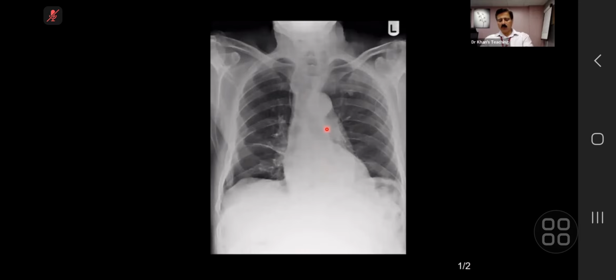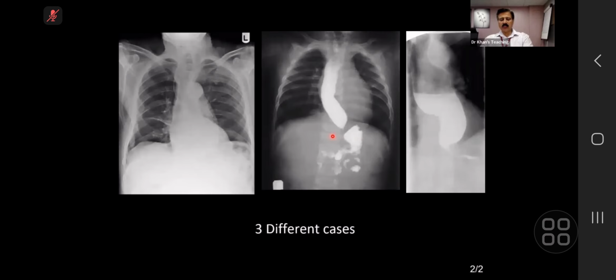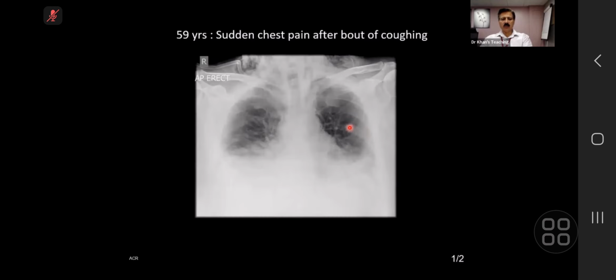So well done. Now, the correct answer is yes, you will do a swallow, and these are various examples. This is not the same case, this is a different case. You can see this rat tail appearance here, and then dilatation, achalasia, cardia.